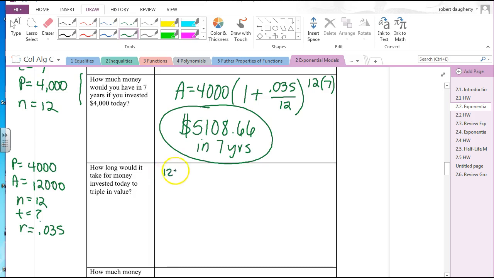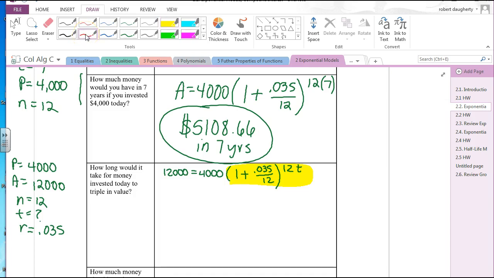So let's put all of that in the equation. So I've got 12,000 equals 4,000 times 1 plus 0.035 over 12 raised to the 12 times t, okay? I'm solving for what? T. In order to solve for my exponent, I need the exponential term to be all by itself, okay? What is keeping that from being by itself right now? A lot of stuff. Well, everything besides t.